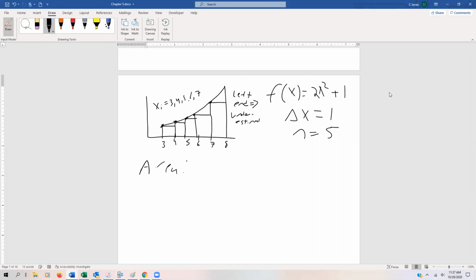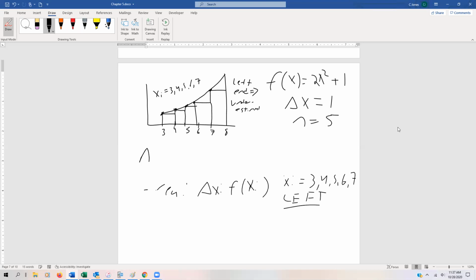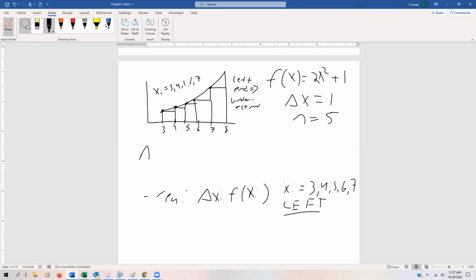Remember our formula for the area: delta x sub i times f at x sub i. In this case, x sub i is going to be 3, 4, 5, 6, 7 for our left endpoints. This was our diagram from before, and we ended up getting an underestimate. So let's figure out what these are going to look like.